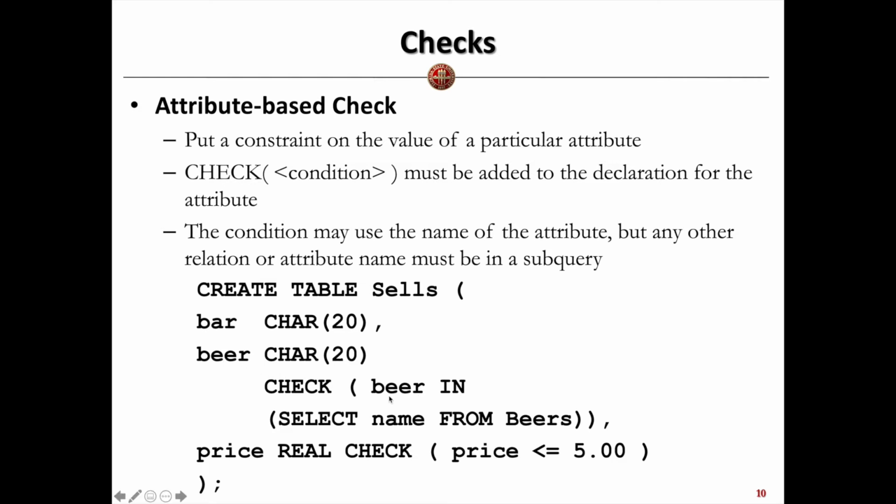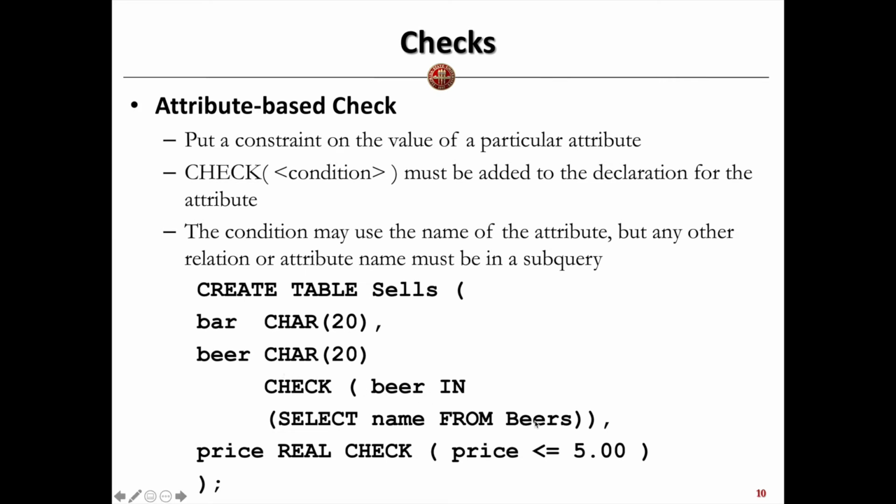We can use it directly inside the check condition. We should make sure the beer should be in. I hope you still remember what is the in operator, right? The beer should be in a subquery. The subquery is to get all the names from the beers table, right? We will make sure this beer should exist in the beers table.